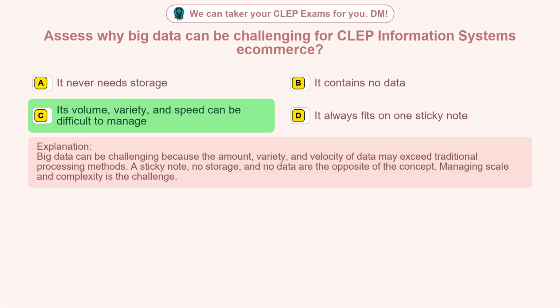Big data can be challenging because the amount, variety, and velocity of data may exceed traditional processing methods. A sticky note, no storage, and no data are the opposite of the concept. Managing scale and complexity is the challenge.